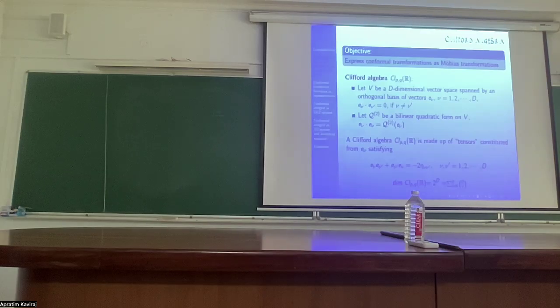For a d-dimensional vector space, I take it to be spanned by an orthogonal basis of vectors e_mu, orthogonal with an inner product defined on it. So this is the orthogonality condition. And let Q, the same Q that I wrote earlier, be a bilinear quadratic form, so e_mu squared is given by this quadratic form. Now this is again the same thing as I wrote earlier. A Clifford algebra is made up of tensors, which essentially means multiplying e_mu's together, one after another, constituted from the e_mu's, satisfying this condition.